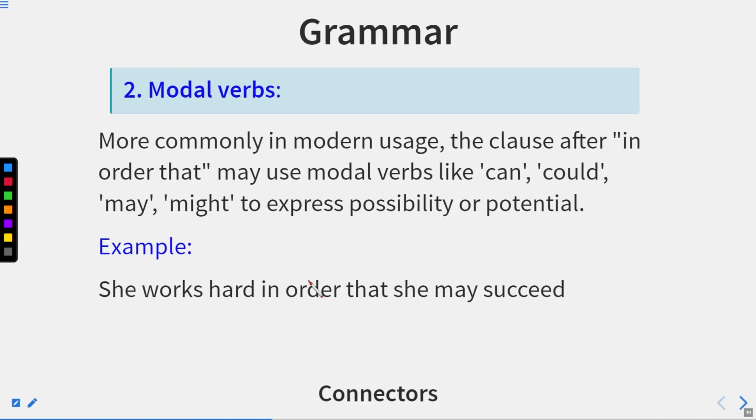Modal verbs. More commonly in modern usage, the clause after in order that may use modal verbs like can, could, may, might to express possibility or potential that will not show the certainty or the actuality. She works hard in order that she may succeed. So here you can say that in order that, and after that we have the purpose clause in which we are using a modal verb, and modal verbs are always followed by verb 1, that is the first form of the verb.